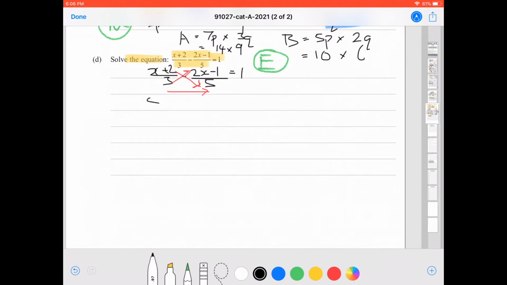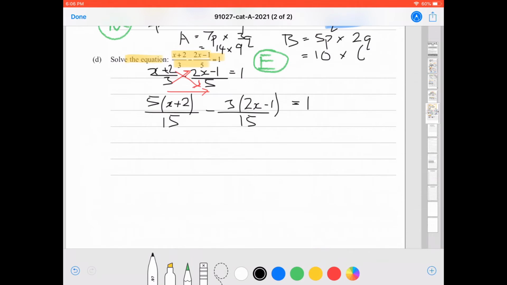So this looks like 5 times x plus 2. We'll keep it in a factorized form for now, and we can also keep it as separated fractions, just to show the whole process. The denominator is 3 times 5, which is 15, and minus 3 times 2x minus 1. Again, that's over 15, and that all equals 1.